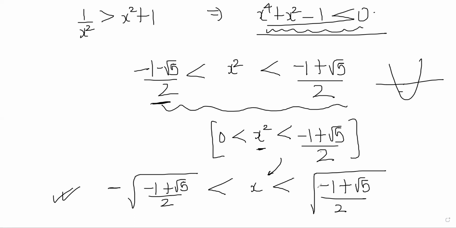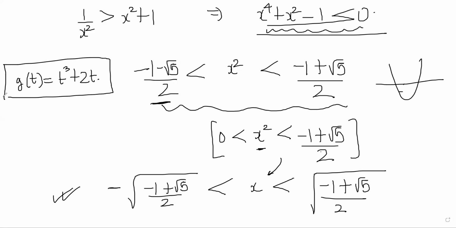So we have solved this inequality again in an unusual way. We have not done direct algebra. We use the properties of function. We defined a new function g of t is equal to t cube plus 2t. And we saw that the g function was increasing. And both sides were written in terms of g only, right? Okay. Let's go on to the next one.